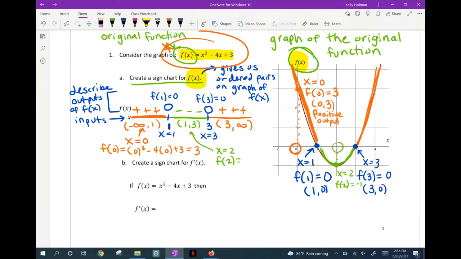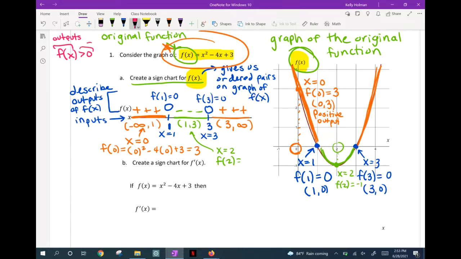So this sign chart is describing ordered pairs on the graph, outputs on the graph, right? So you might be asked questions like this in my math lab. If it asks, where is the function greater than 0? That's just asking where the output's positive. Greater than 0 means positive.